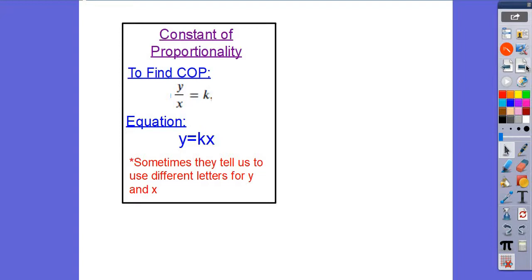But sometimes they tell us to use different letters for y and x. You'll see that in one of our example problems. So we're starting off with a sticky note so that we can use it to help us solve some of these problems. My question is, why does y have to come first? Like, if it's on the fraction bar, shouldn't it be k equals yx?